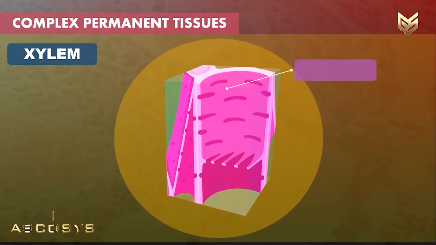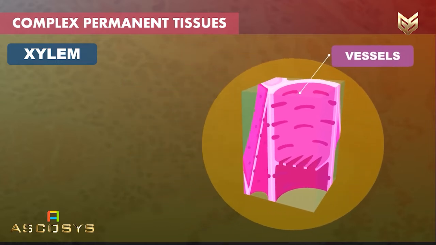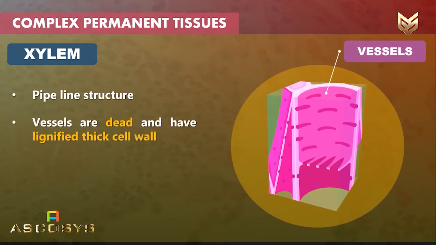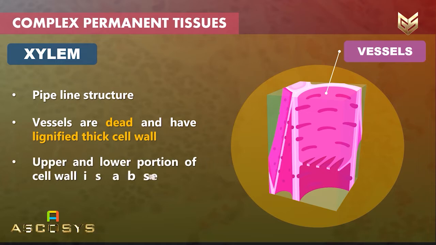And the next one is the vessels. These vessels are pipeline structures, and these vessels are dead and they have a lignified thick cell wall, and the upper and the lower portion of the cell wall is absent in it.